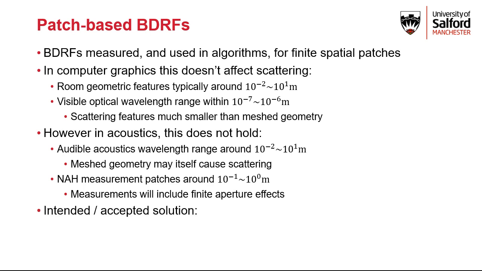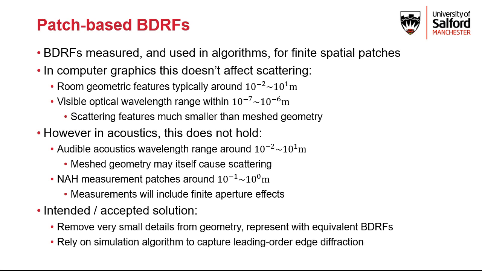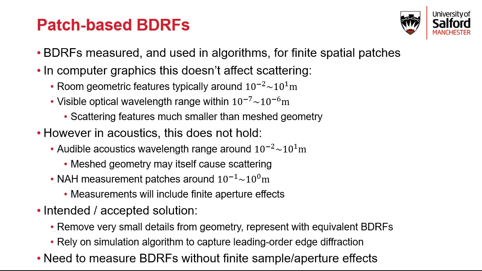The intended or accepted solution, in terms of understanding the difference between what scattering and diffraction should be captured in the boundary condition data and what should be captured in the algorithm, is that you should remove very small details from geometry. People do this, are required to do this with geometrical acoustics algorithms, and replace them with equivalent boundary conditions. In this case, I'm suggesting high resolution bidirectional reflectance functions. You would then rely on the simulation algorithm to capture leading order edge diffraction, which is another area of research, but a distinction that seems to be important. And this essentially means that we're going to need to measure bidirectional reflectance functions without the finite sample or finite aperture effects.